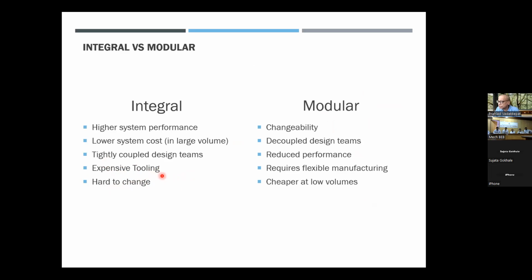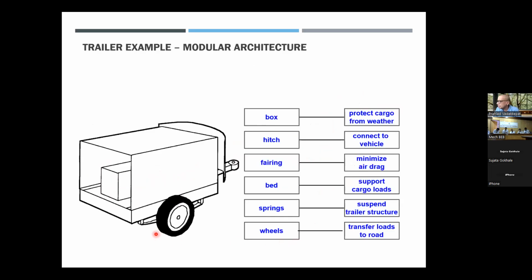Expensive tooling and hard to change. Modular: you can change things, decoupled design, reduced performance, flexible manufacturing, cheaper at low volumes. This is another example. If you go to the airport, you have the trailer for baggage handling. Now, it can be done in both modular and integral.